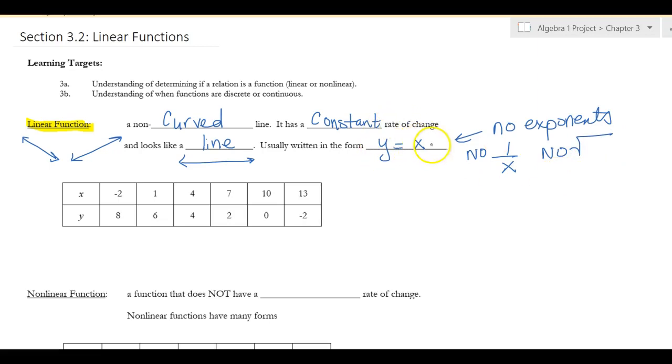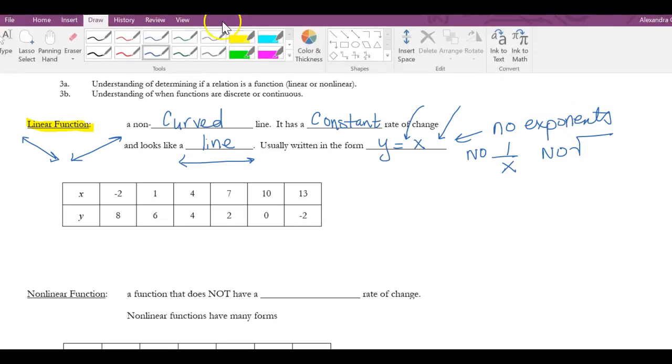It's just a straight y with an x, and then there's going to be numbers there, a number times x in front, and a number at the back. So a number usually multiplies, and a number adds. Okay, but there's no exponents, and there's no x on the bottom, and there's no square root. All right, so let's look and see what happens with this one.